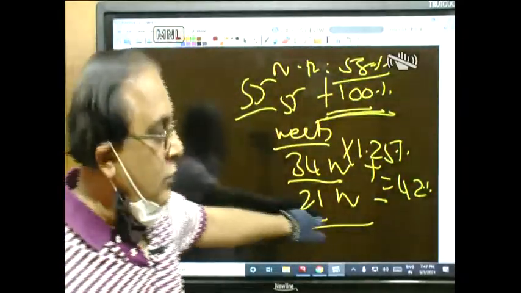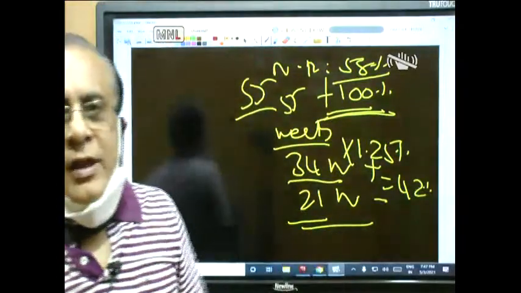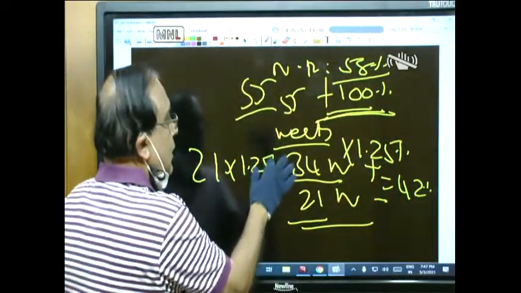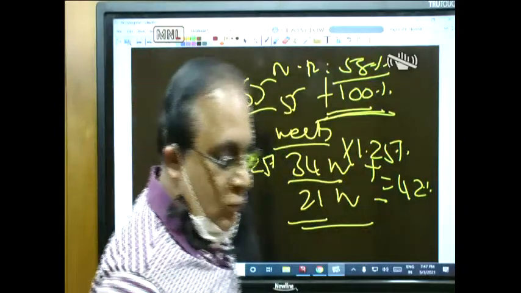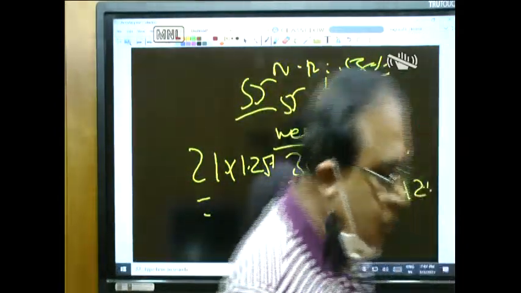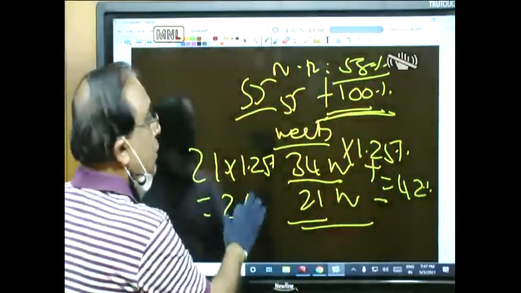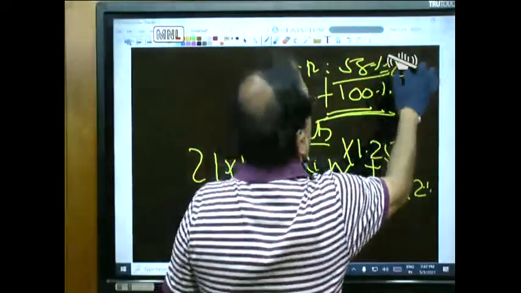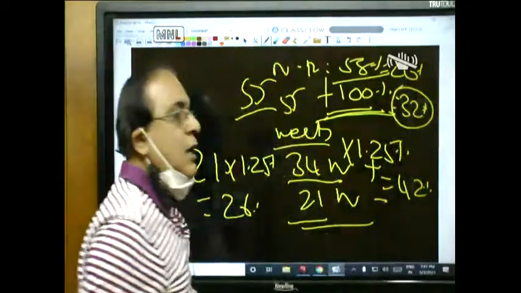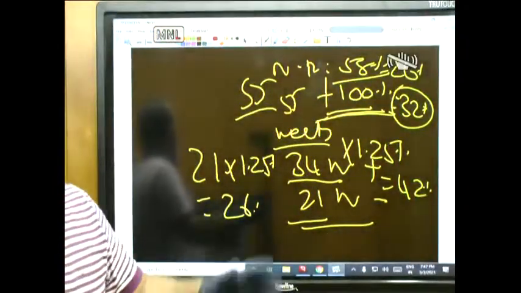Now we have got to account for the 21 weeks when the market has fallen. There we would have lost 1.25%, so this comes to 21 into 1.25, which is 26%. So this is 58 minus 26%. So 32% is the gain that we would have made by buying a call option in the last 1 year.